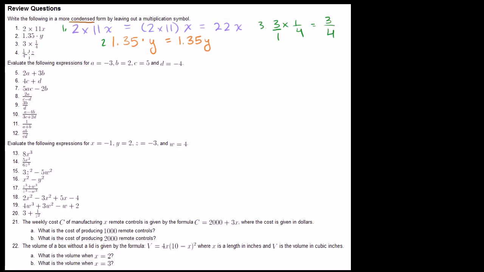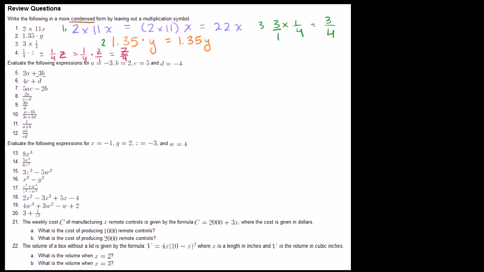And then finally, you have 1/4 times z. We can do the exact same thing we did up here in problem number 2. That was the same thing as 1.35 times y. So down here, we could rewrite this as 1/4 z, or we could view this as 1 over 4 times z over 1, which is the same thing as z times 1 over 4 times 1, or the same thing as z over 4. So all of these are equivalent.